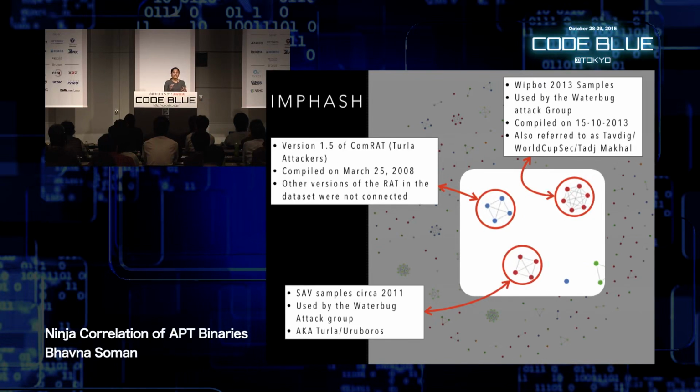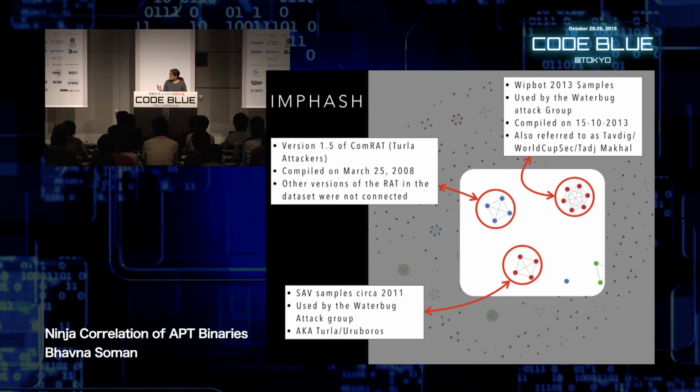So while this method can connect binaries that are from the same version, it can't connect across versions. And this is a limitation in the incident response process. So if I get a new binary and I want to see if this is a new version of some malware that I've already seen, then this method won't be able to help me.